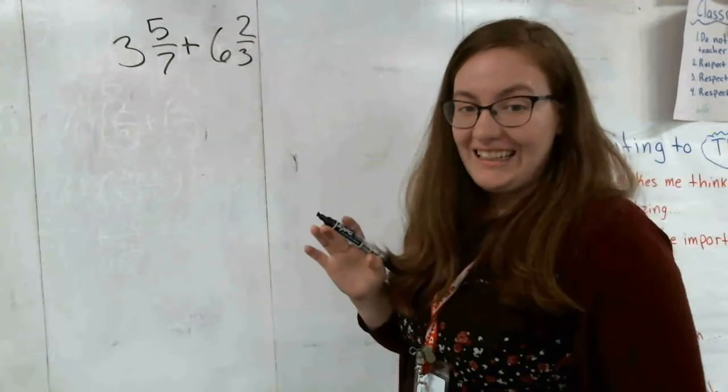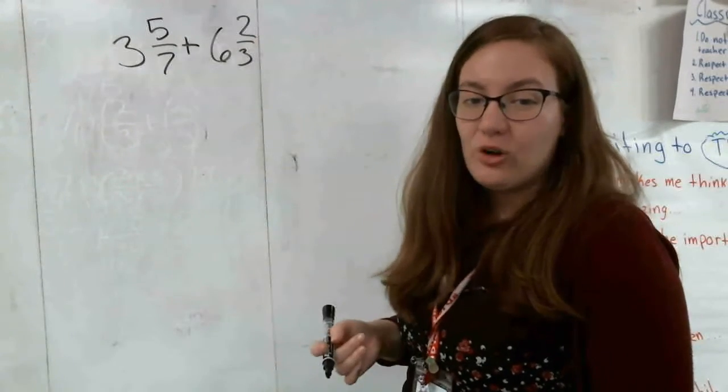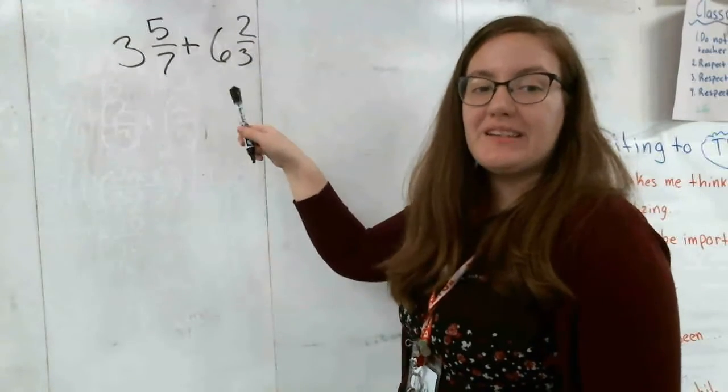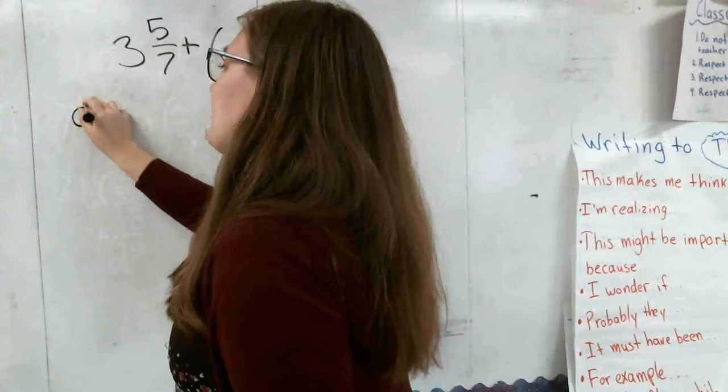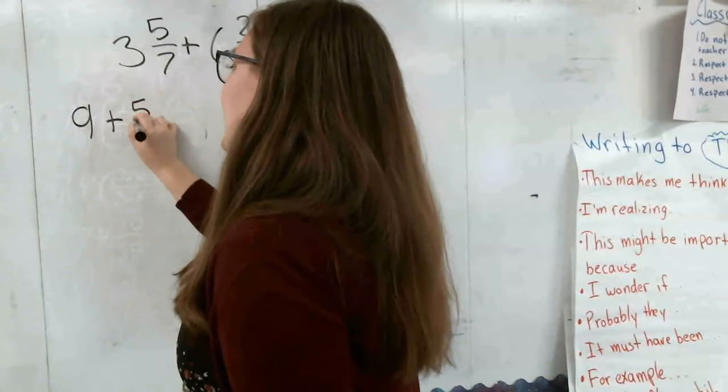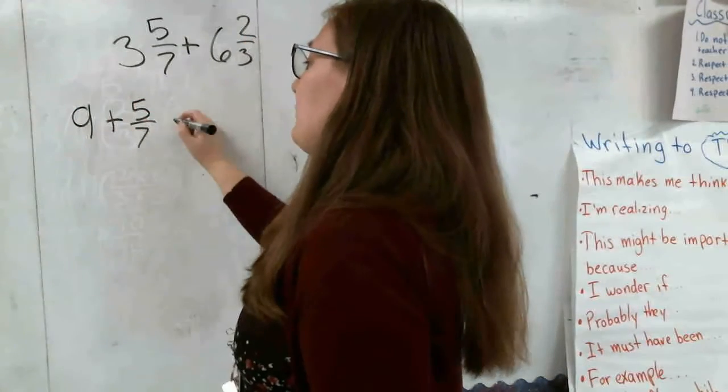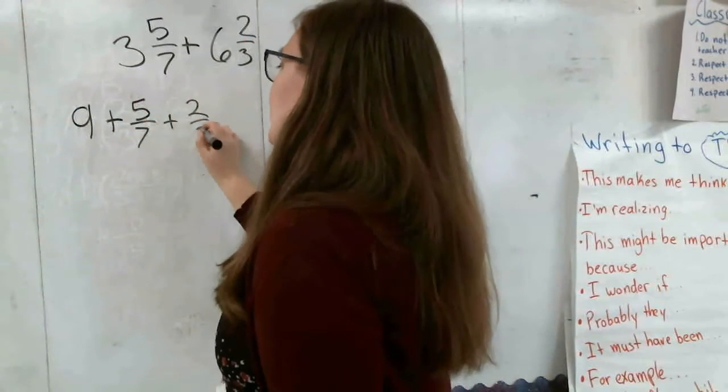So again, just like before, we're always going to add our whole numbers first. We have 3 plus 6. 3 plus 6 will give me 9, and then I can add my fraction. So 9 plus 5 sevenths plus 2 thirds.